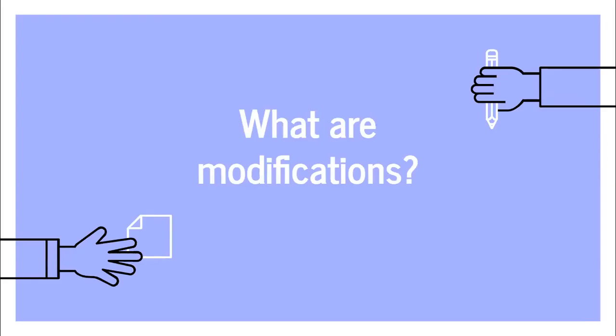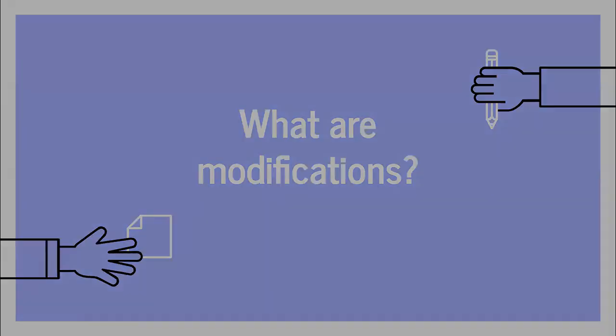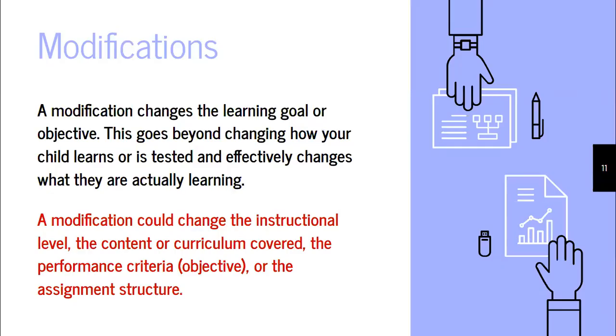What are modifications? A modification changes the learning goal or objective. This goes beyond changing how your child learns or is tested and effectively changes what they're actually learning. A modification could change the instructional level, the content or curriculum covered, the performance criteria or the objective, or the assignment structure.